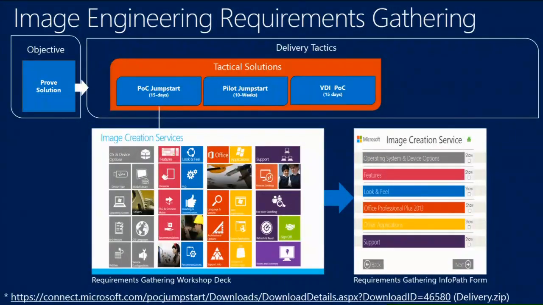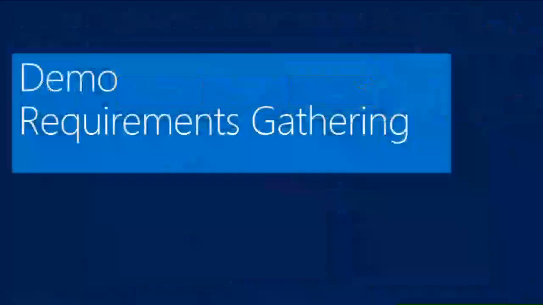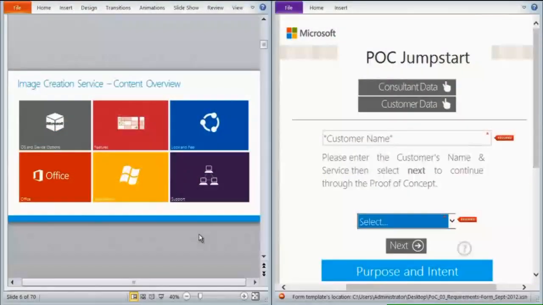So to gather image engineering requirements, typically what we'll do is we will go through a process of driving a workshop with our customer. And the workshop is made up of a deck, which is on the left-hand side, and an InfoPath form, which is on the right-hand side. So let me show you what that looks like from a user perspective. So here we are. We've got the deck on the left side of the screen and the InfoPath form on the right side of the screen.